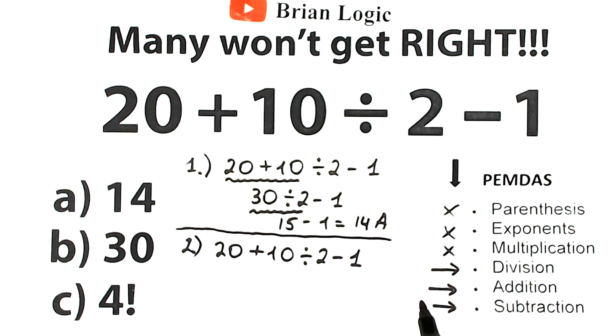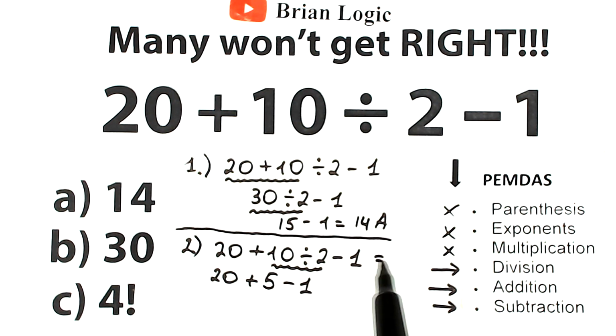And as I told before, higher position, higher priority. So it implies that division has the highest priority, because this is our first step. We don't have parentheses, exponent, multiplication. Division is our first step. Where do we have this division? We have division right here. Okay, so we have 20 plus 10 divided by 2, equal to 5, and minus 1.